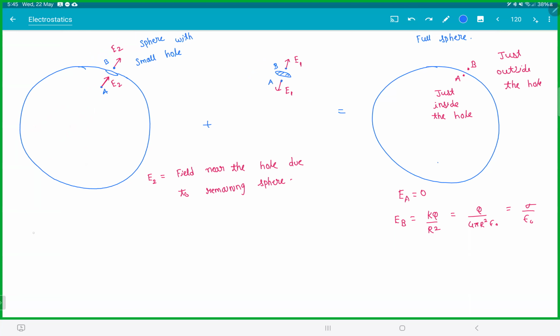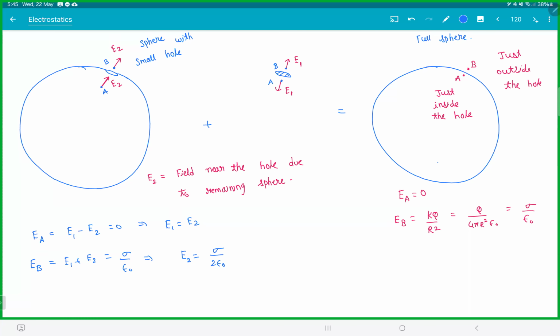So here, if you look at point A, the field at A is E1 minus E2, but this is 0. That means E1 should be equal to E2. Field at B, again, due to both of them. So basically, we're finding field at A and B due to this shell with a cavity, shell with that small hole, and that small sheet, which is E1 plus E2, which is sigma by epsilon. Since E1 is equal to E2, we get E2 is equal to sigma by 2 epsilon.